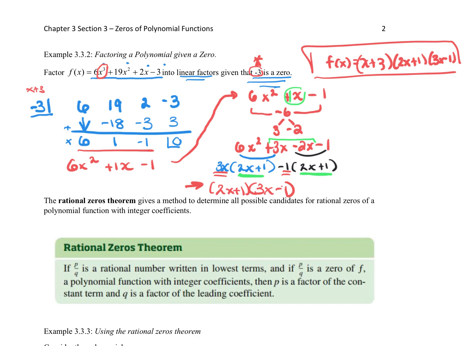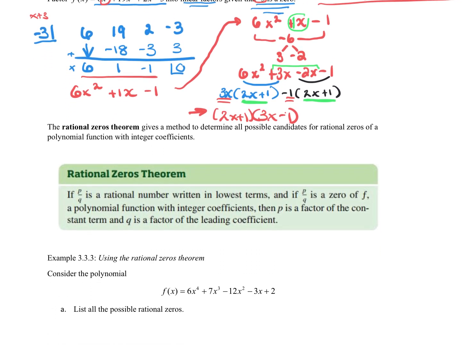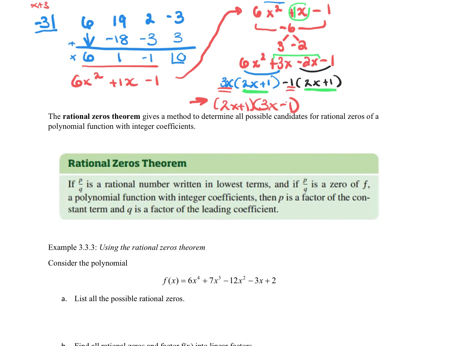So the next thing we're going to look at is called the rational zero theorem. It gives us a method to determine all the possible, not actual, but all the possible rational zeros. I just want to emphasize this word. It is just the possible ones, not actual.